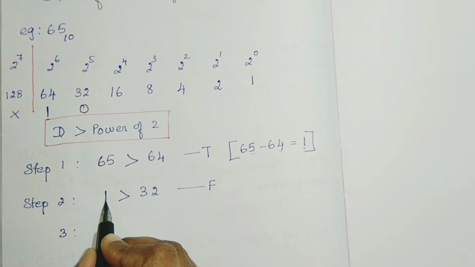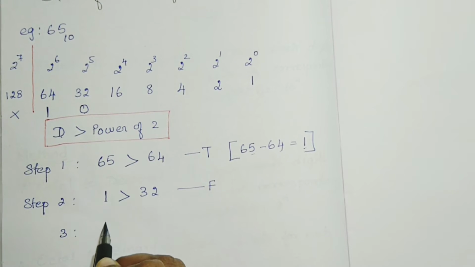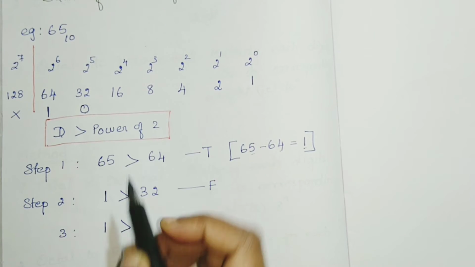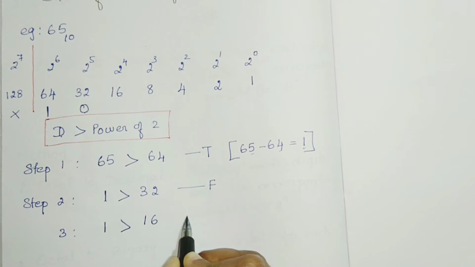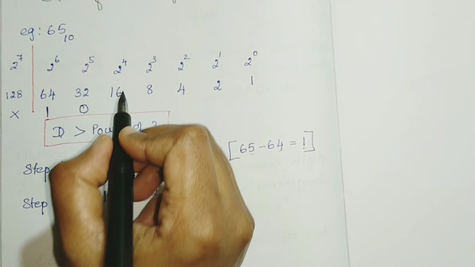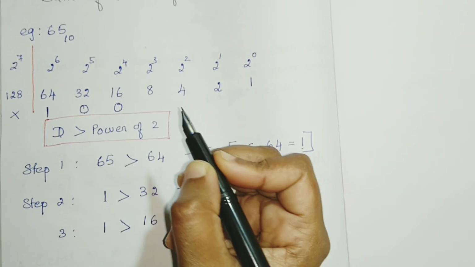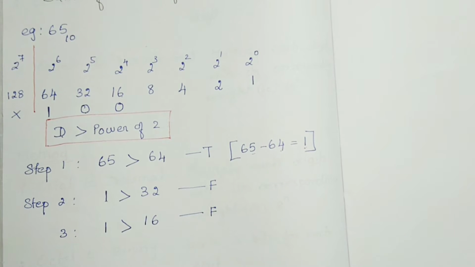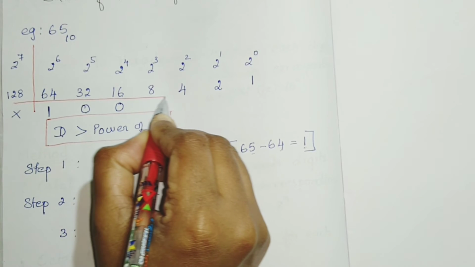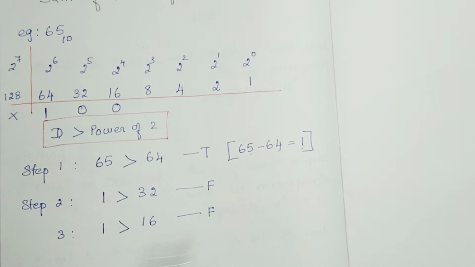Step 3: the decimal is 1. Compare it with the next largest power of 2, that is 16. Is that true? No, it is false. 1 is not greater than 16. So what we have to do? Simply make that particular bit 0. So this is method 2. You have to set the bit 0 or 1 according to the condition.